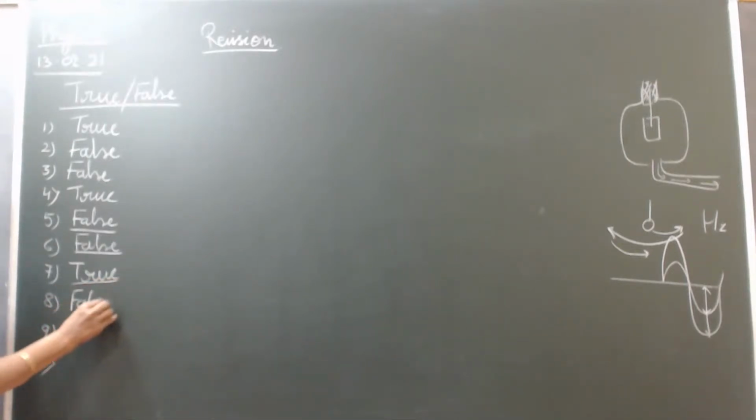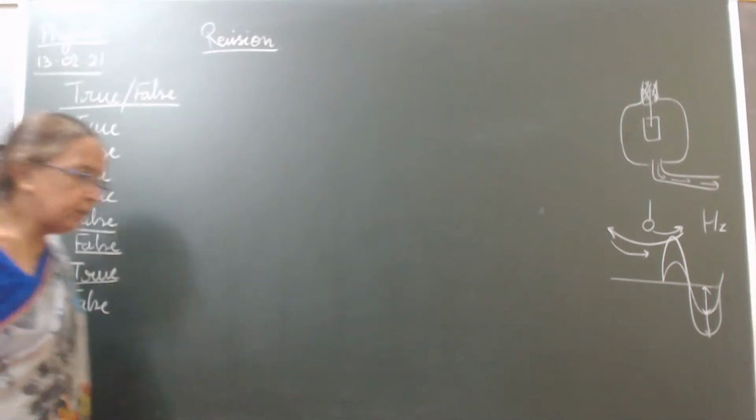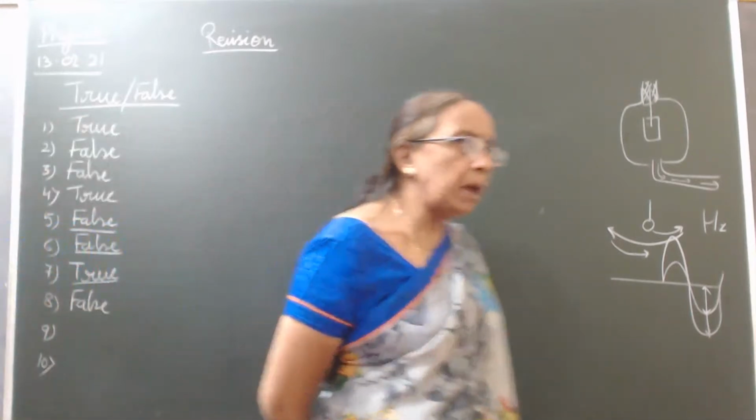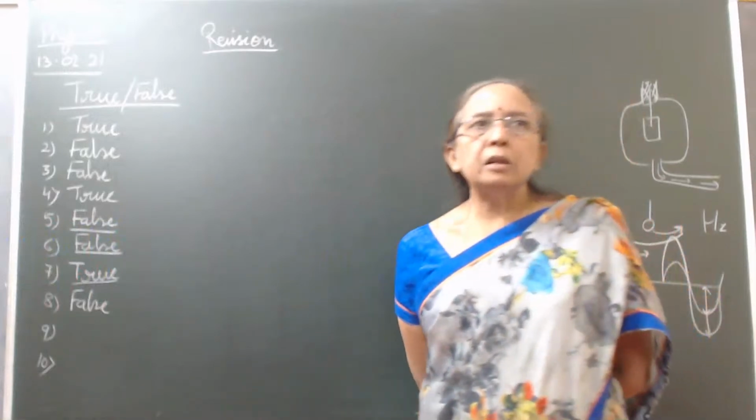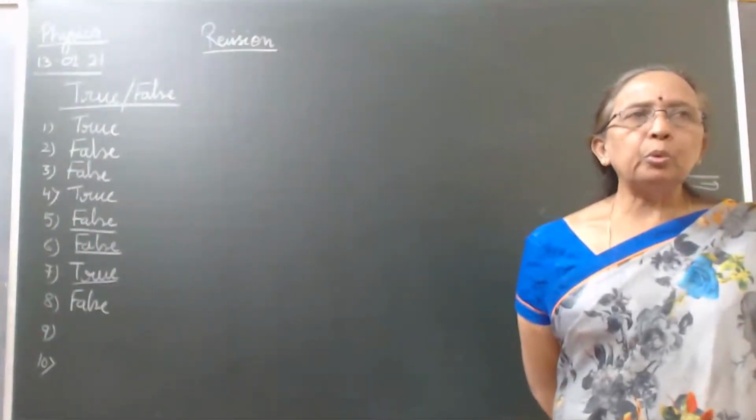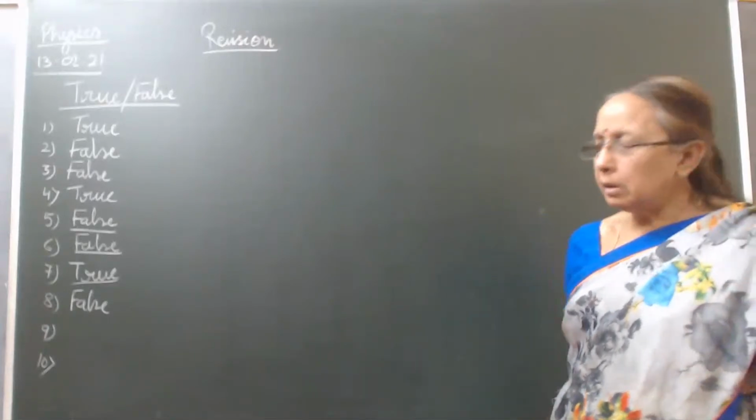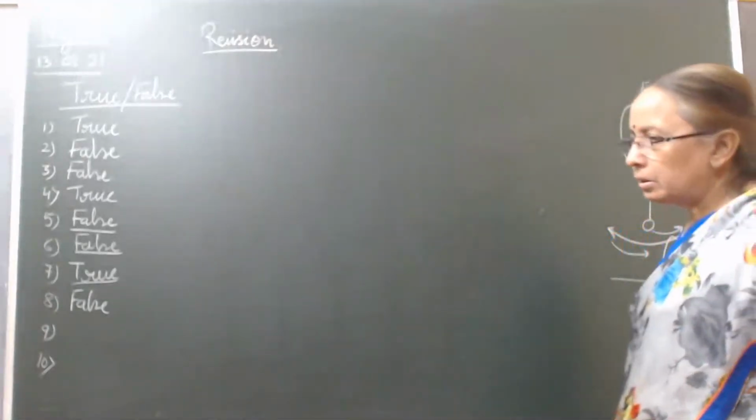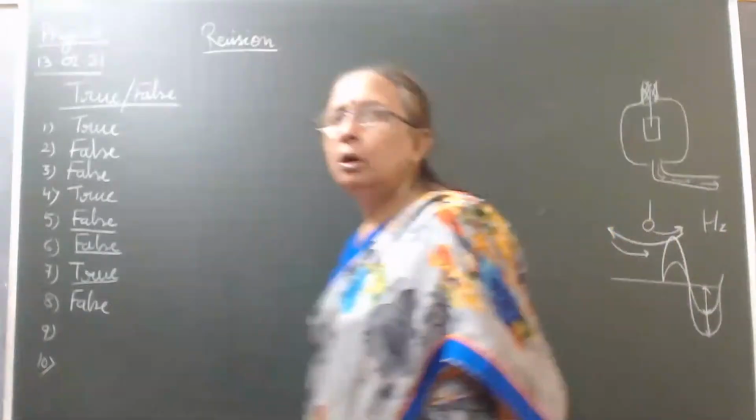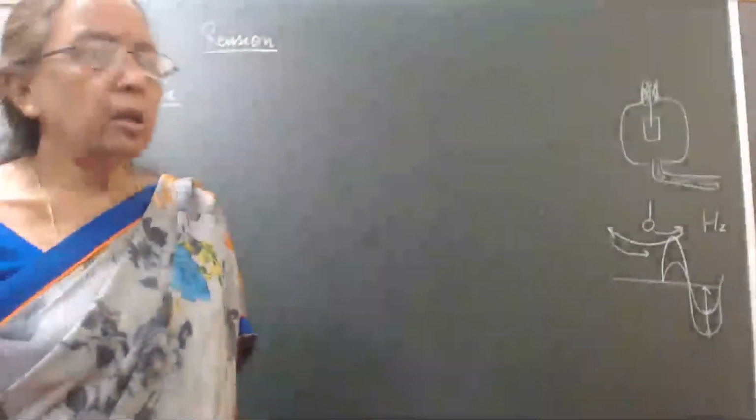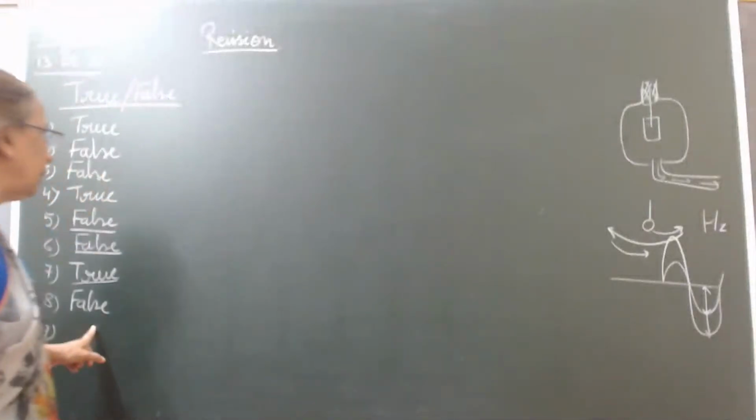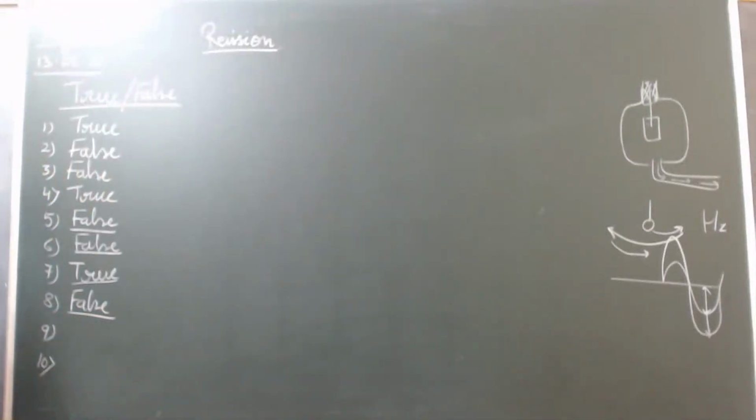In the force and pressure lesson, I explained about the magnet: when like charges, like north and north pole, will repel each other, whereas north and south pole will attract each other. The same formula is applied here. Here it is given that like charges attract each other. So it is false.